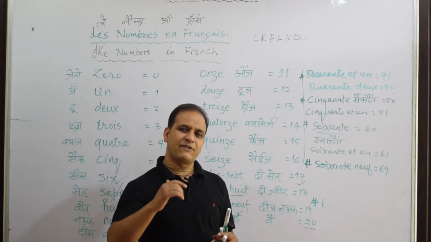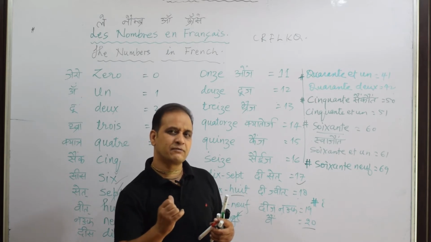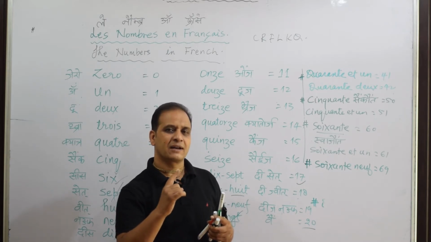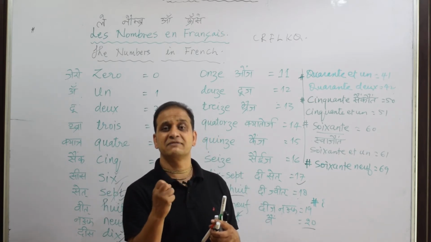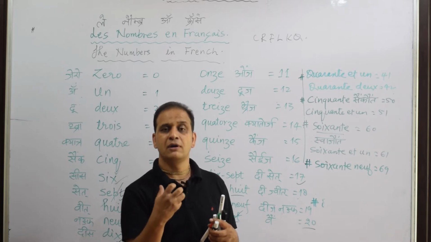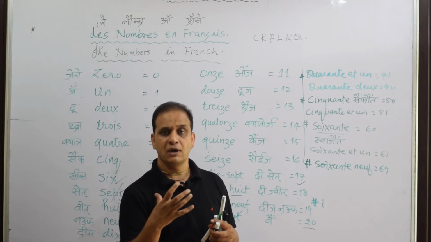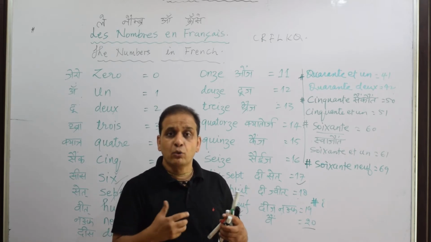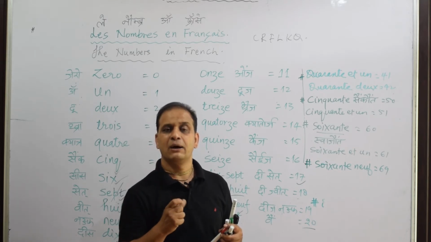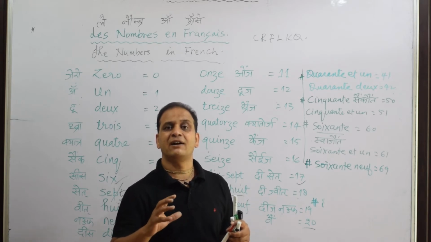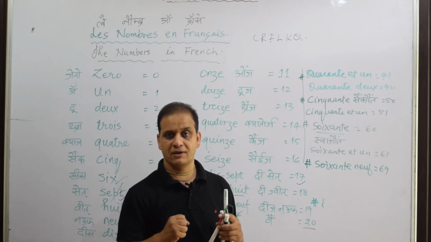Now right from 21 till 69, you have observed one system. What is that? After every 9th number, the 10th number is different. Like 20, 30, 40, 50, 60. In the same manner, we expect one new word for 70. But here, there is a slight twist. For 70, we don't have a different word. 70 we will compose out of the numbers which you have done so far.